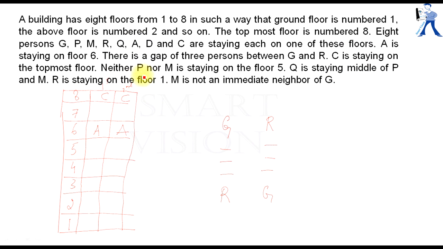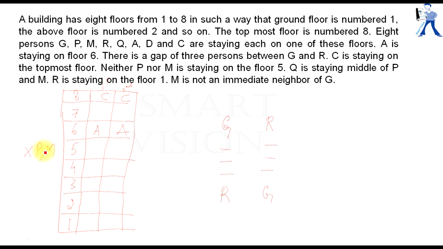Then next, neither P nor M is staying on the floor 5. Whenever a negative sentence comes, you just write it on the left-hand side of the table. Positive sentences go on the right-hand side of the table, and negative sentences on the left side. So here it says P nor M is staying on the floor 5, so P and M won't come on the 5th floor. Put a cross sign so that you can understand these two people are not coming on this floor.